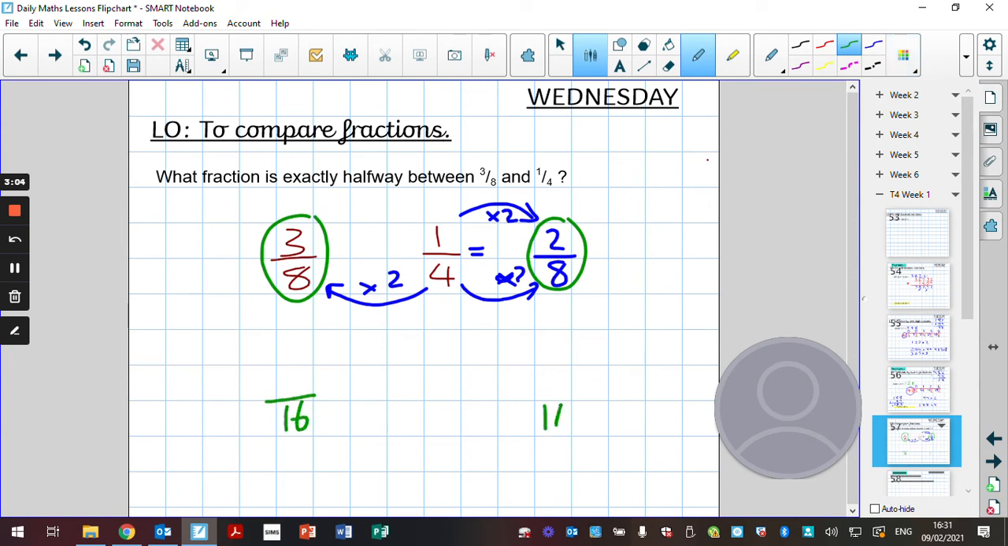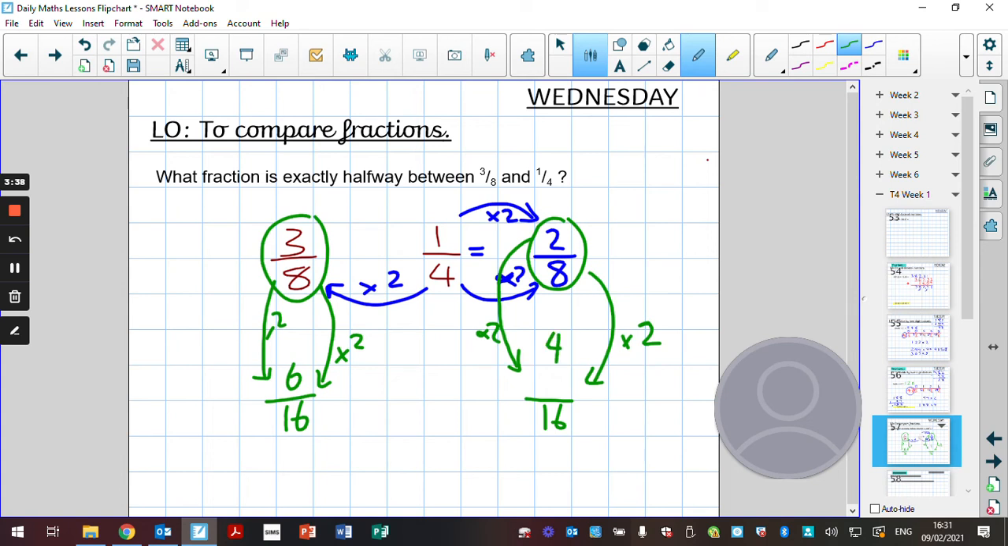So let's have a look to see what happens when we do 16. What have I done to 8 to get to 16? I've multiplied it by 2. I need to do exactly the same with 3, so I need to multiply that by 2 as well. That will be 6/16. I've multiplied 8 by 2 to get 16, and I need to multiply 2 by 2 to get to 4.